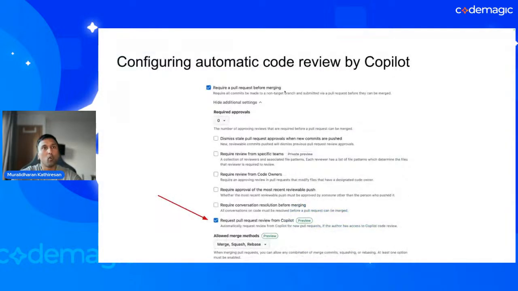If you want all your peers in a particular repository to automatically start getting reviewed by Copilot, you need to go to the repository settings and enable this. If you see on the screen, request pull request review from Copilot. This is a preview feature, it's not stable. If you enable it, all your peers will start getting reviewed by Copilot.